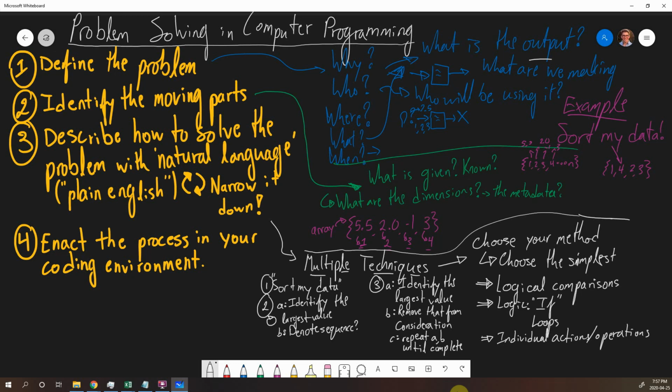basically all three of these categories. Let's do that quick example there. Identify the largest value. We can say if 5.5 is greater than all the other values, then the 5.5, you could say let 5.5 equal highest value, largest value.